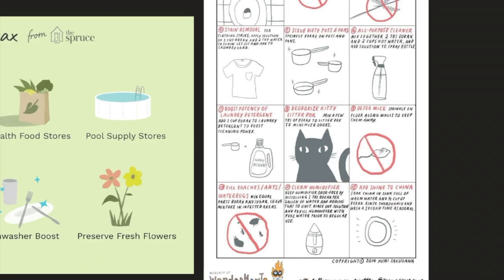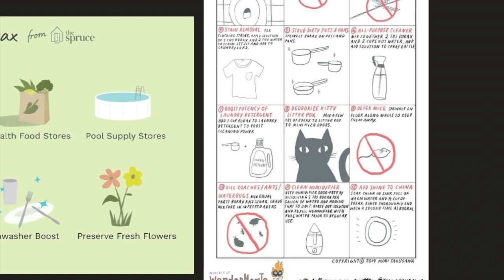Number 7, it boosts potency of laundry detergent, so if you use boric acid, you can improve your laundry detergent. Number 8, you can deodorize your kitty litter, so if you have kitty litter, you can use boron. And number 9, you can use it to deter mice. You sprinkle some on the floor and walls to keep them away. Number 10, you can use it to kill roaches, ants, and water bugs. Number 11, you can use it to clean your humidifier because humidifiers have water, so they tend to accumulate mold and other stuff that thrive on water, so you can use that to clean it up. And number 12, you can use it to shine your china. China is a combination of metals oxidized with oxygen.